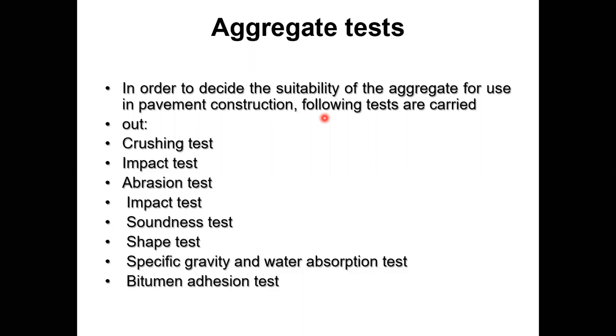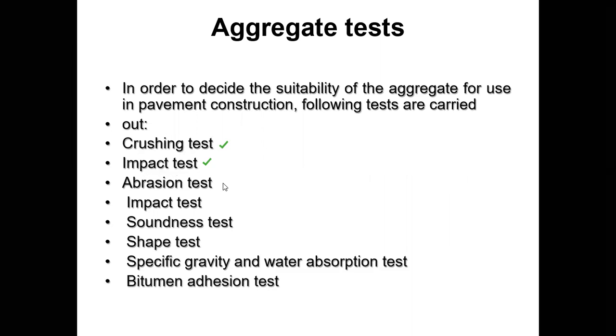The first one is the crushing test. Crushing test obviously gives the strength of the aggregates. Already discussed in the previous class, to find the strength of the aggregates you need to conduct the crushing test. The second one is the impact test. That means to find the toughness of the aggregate you need to conduct the impact test.